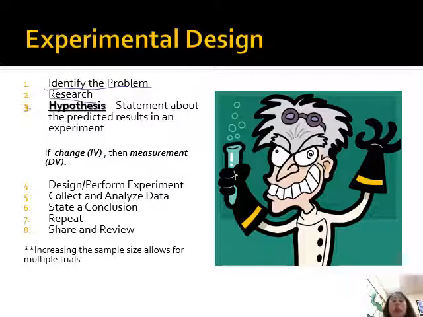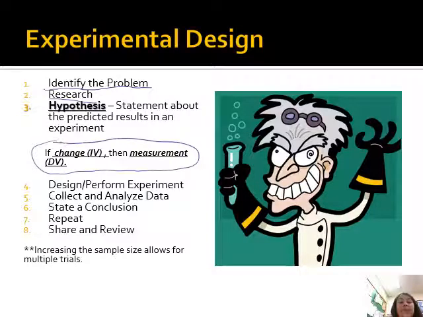You should recall that a hypothesis is a statement about the experiment that identifies how you will manipulate that experiment, which we call the independent variable, and what you expect to happen, which is measured by the dependent variable. Therefore, when you write a hypothesis, you are going to write it as an if-then statement, where the if statement identifies the independent variable and the then statement identifies the dependent variable.